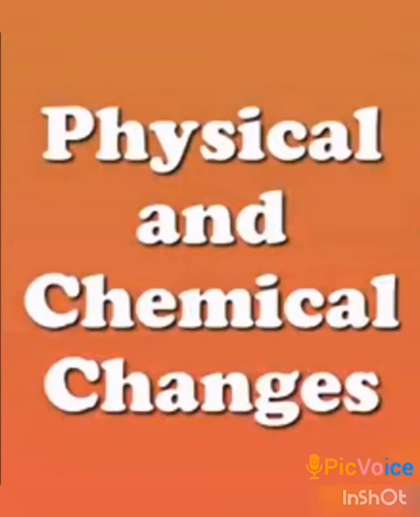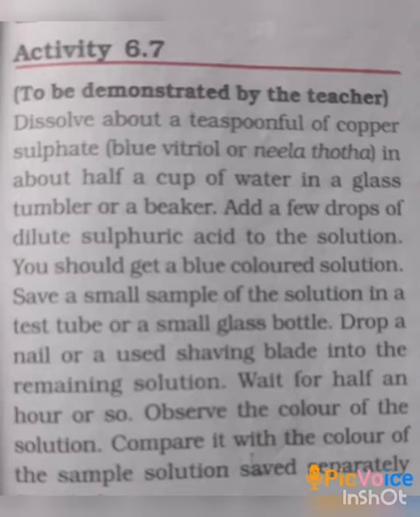Okay children, let us learn more about the chemical change by doing one activity. Activity 6.7. Dissolve about a teaspoonful of copper sulfate or blue vitriol or Neela tota. What is blue vitriol or Neela tota children? This is the other name of copper sulfate, because the copper sulfate is in blue color. In about half a cup of water in a glass tumbler or a beaker, add a few drops of dilute sulfuric acid to the solution.